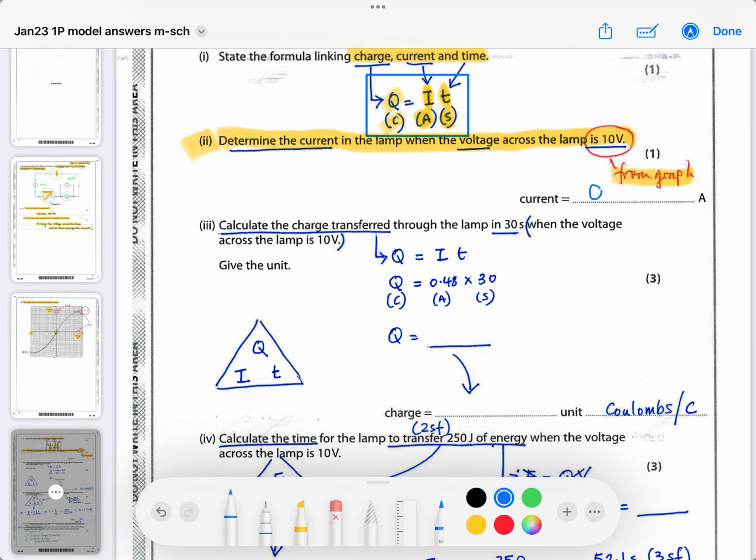here. And if you've shown it on your graph, then that's the working, but it's only 1 mark, so you don't need to. You just got to make sure you know how to do that.